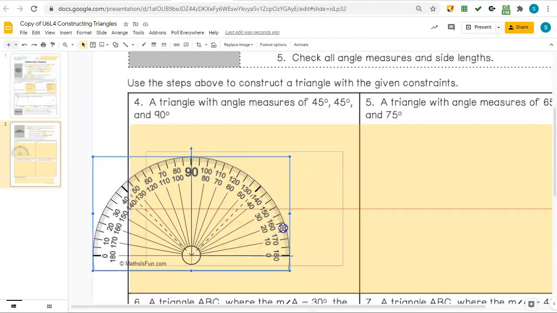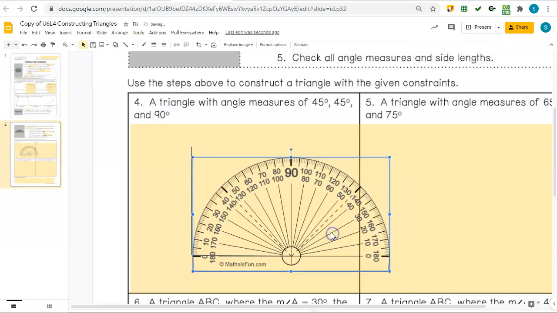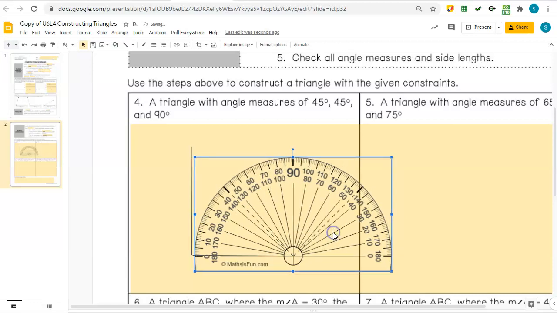So now, I'm going to take this protractor and move it to the end of this line. And then I want to measure a 45-degree line. So I'm going to start here again at that vertex.